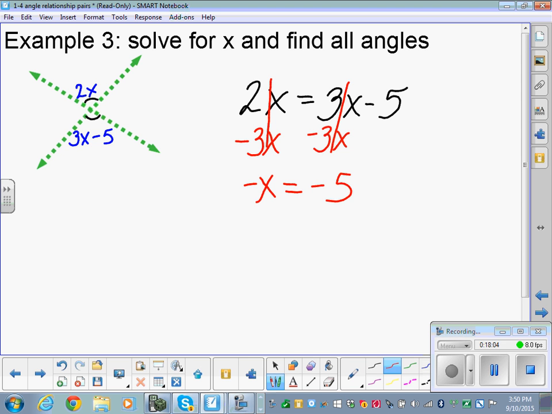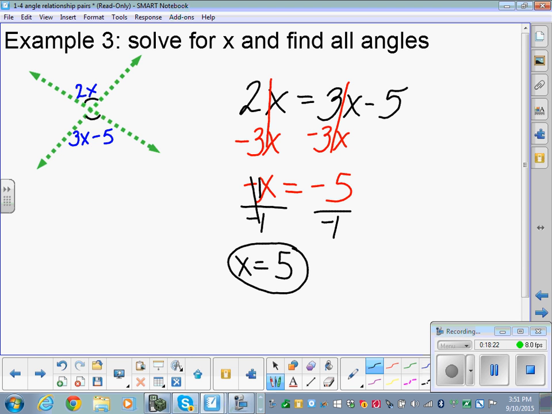on the right. Now, piece by piece, we have to get x completely alone. It's not alone. It has that negative attached. In fact, it really has a negative 1 attached. So let's divide both sides by negative 1. So then it goes away, and we get x is equal to negative 5 divided by negative 1 is positive 5. So we can go back up here.